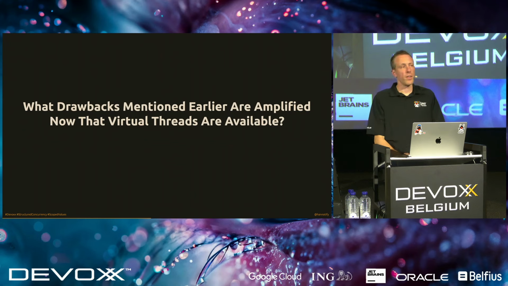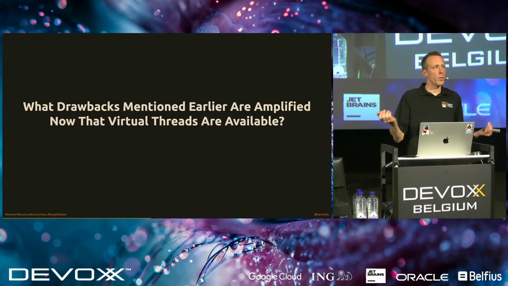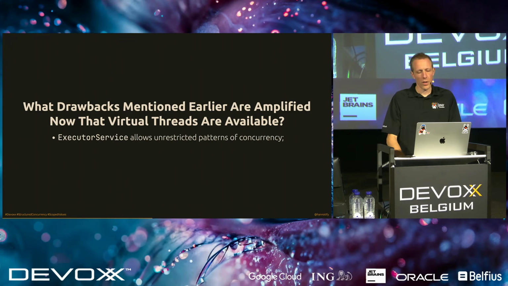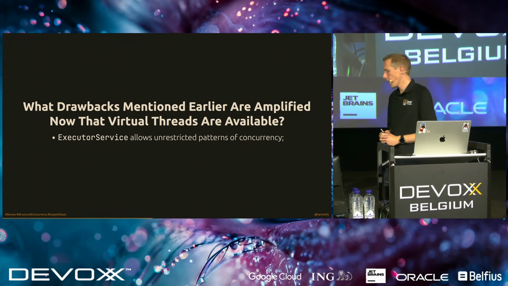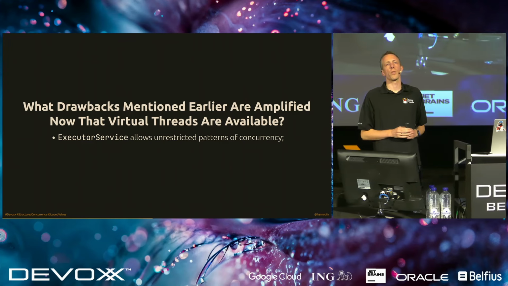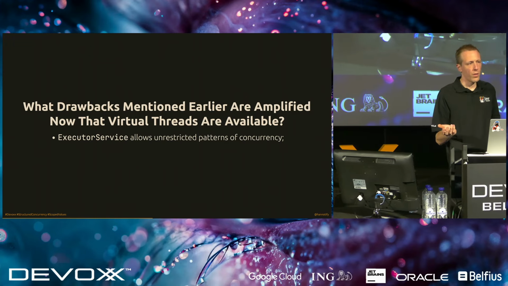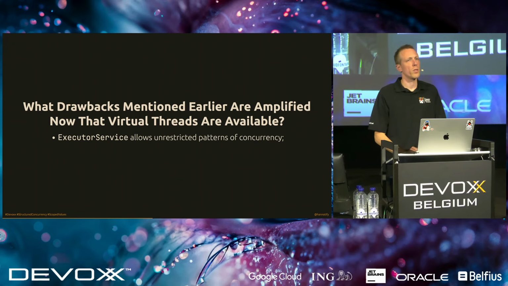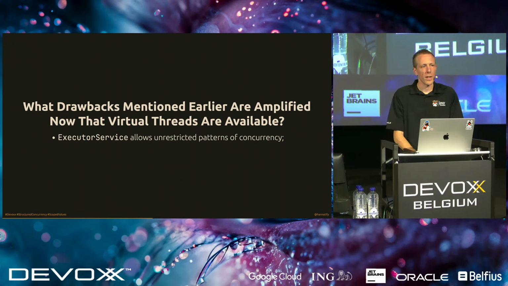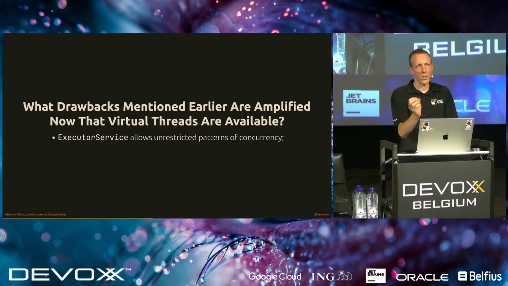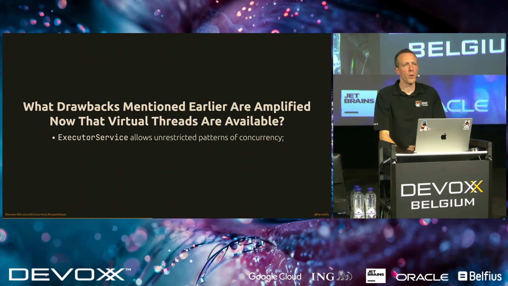Moving on to the next section and nearing our scheduled break also, we've mentioned all kinds of pros and cons. And the question that's interesting to me is what drawbacks used to be minor drawbacks but could be bigger drawbacks now that virtual threads are available. I think it is these two. The first one is executor service allowing unrestricted patterns of concurrency. This was kind of a problem with a limited number of threads, but if you're going to use potentially millions of threads, it becomes very unstructured indeed. And it's very hard to keep track of threads that have spawned off in some direction. And it's very hard to get to a point where all threads are done. So a structured approach could be beneficial here.